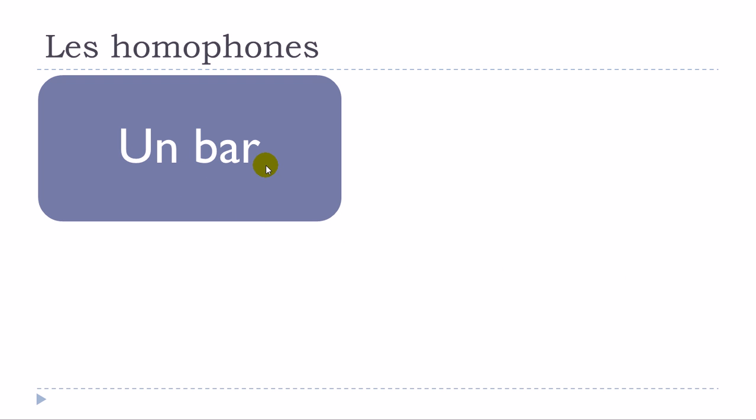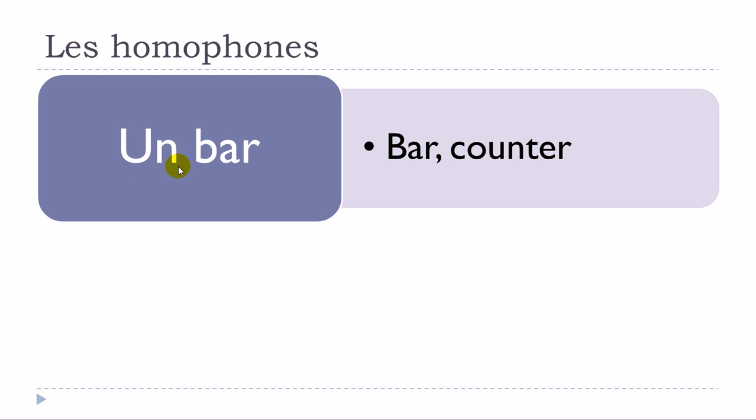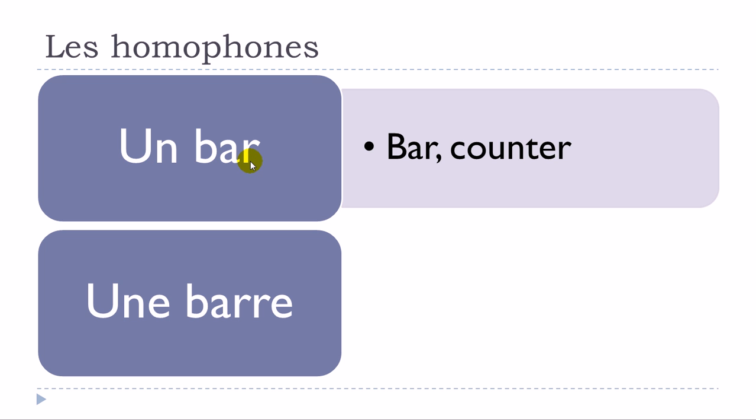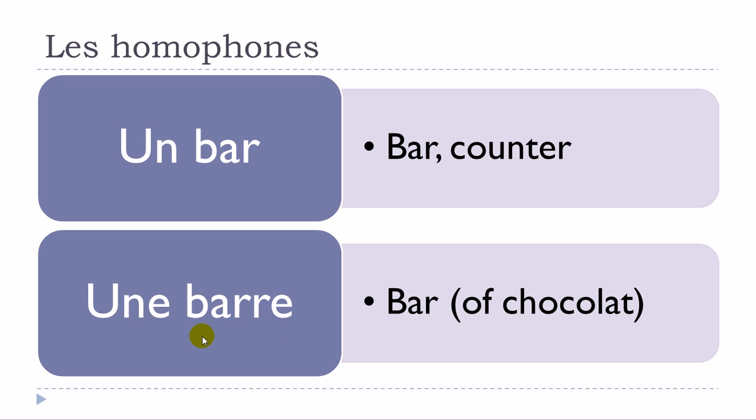Un bar. And then une barre. Okay, so you can hear that it's exactly the same way that you pronounce it, but then you've got r, and then e. Okay, une barre.